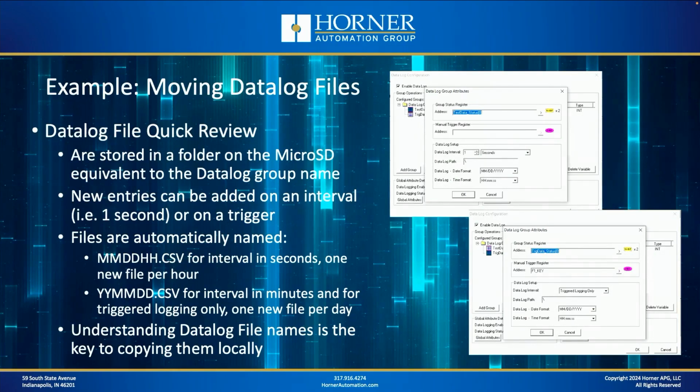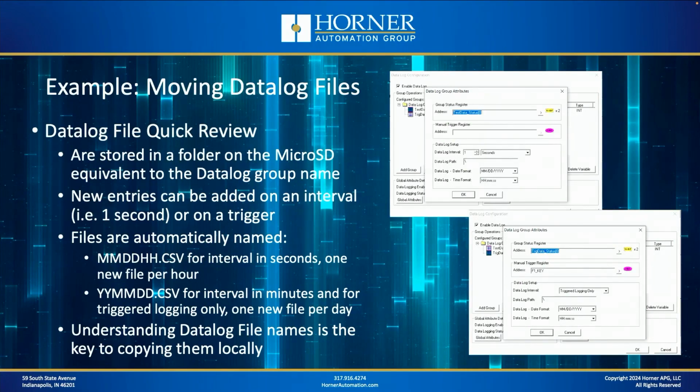Now, the names of the files themselves are going to vary depending on how the Datalog has been set up. If you've set up a Datalog so that you're logging variables on a periodic basis, let's say every second or every 5 seconds or every 10 seconds, so in terms of seconds, then the files will be automatically named after the month, date, and hour in which it was created. And at the top of every hour, a new file will be created, again, with that file name, which of course is going to change based on the real-time clock.